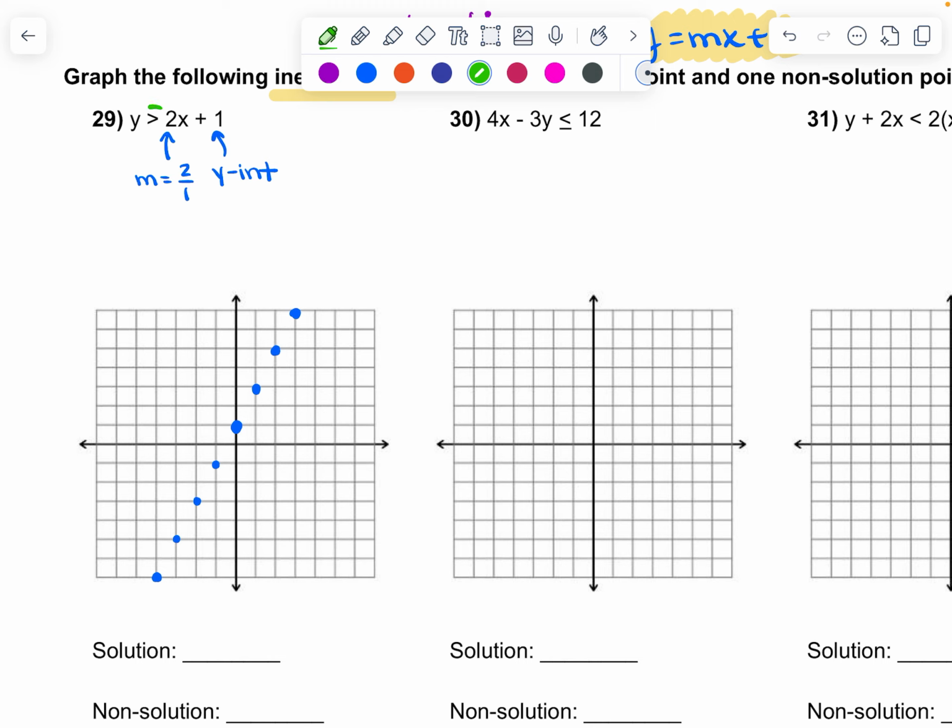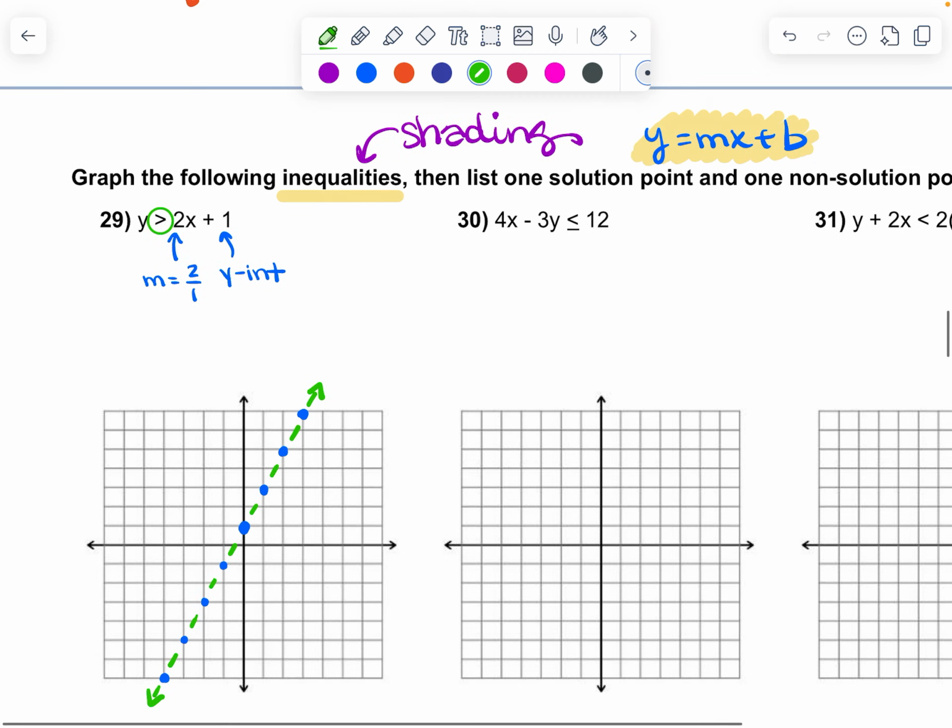Now, before we connect the dots, we need to look at this symbol right here. It says y is everything greater than the line. Notice it doesn't have an equal to bar, which means that our line needs to be dashed. I don't want a solid line because that would imply that we are using the points on the line as solutions as well, and that cannot happen here because there's no equal to bar. So I'm going to put a little reminder here: this is a dashed line or a dotted line.